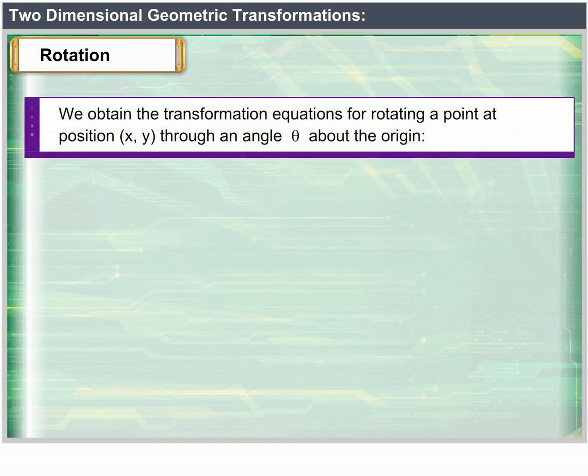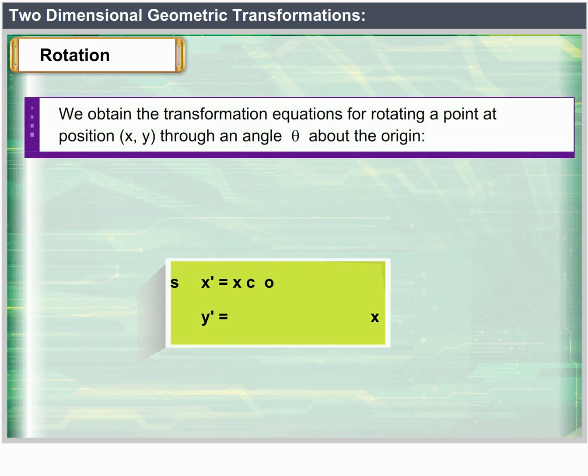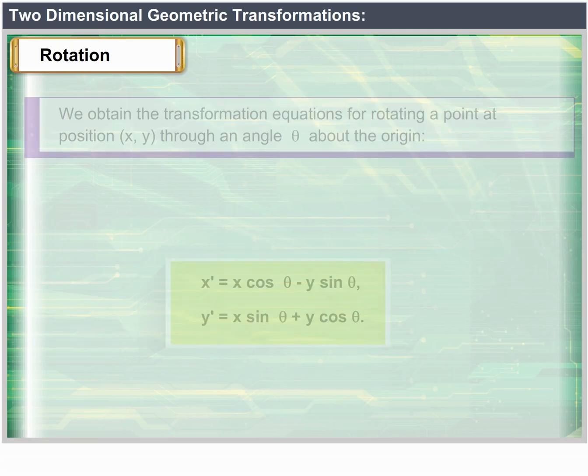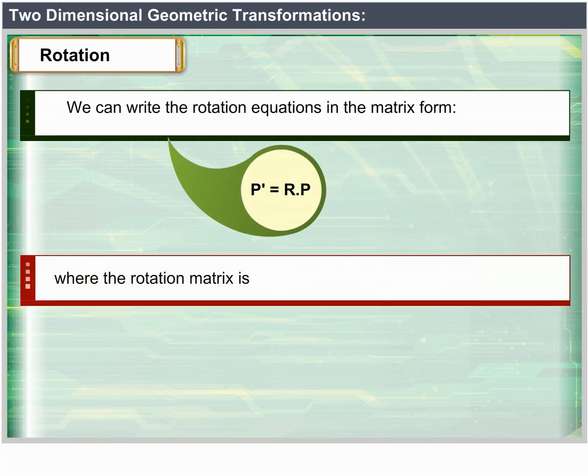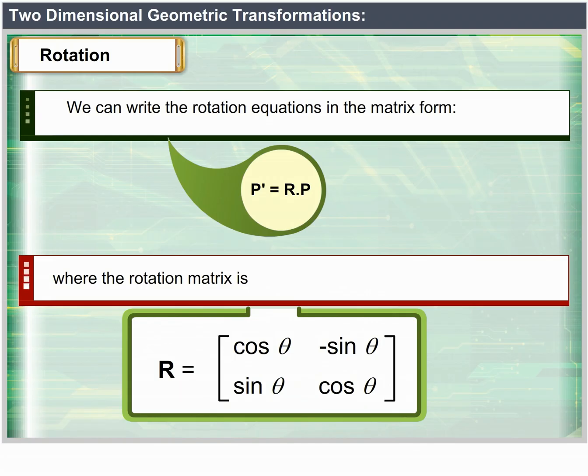We obtain the transformation equations for rotating a point at position x, y through an angle theta about the origin. x' equals x cos theta minus y sin theta, y' equals x sin theta plus y cos theta. We can write the rotation equations in the matrix form P' equals R times P, where the rotation matrix is as shown on the screen.